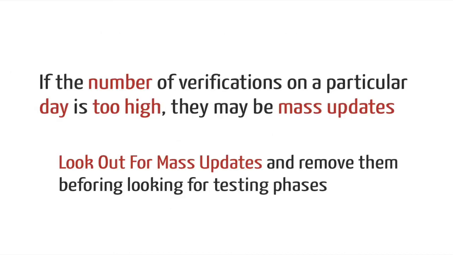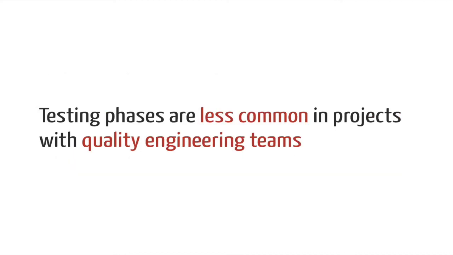Of course, this is very important. If the number of verifications on a particular day is too high, they may be mass updates. So you have to use that other pattern. Look out for mass updates and remove them before looking for testing phases. And testing phases are less common in projects with quality engineering teams because they usually don't have to fix bugs, so they can verify every day. They don't need a special phase to do verifications.